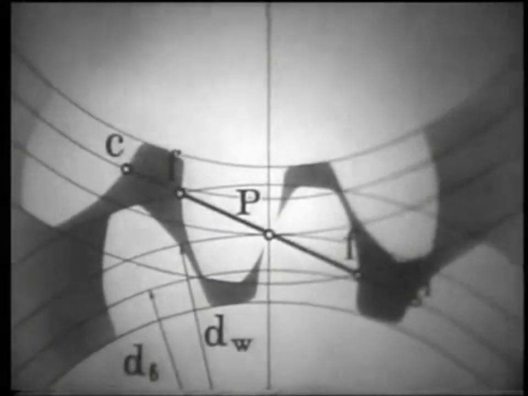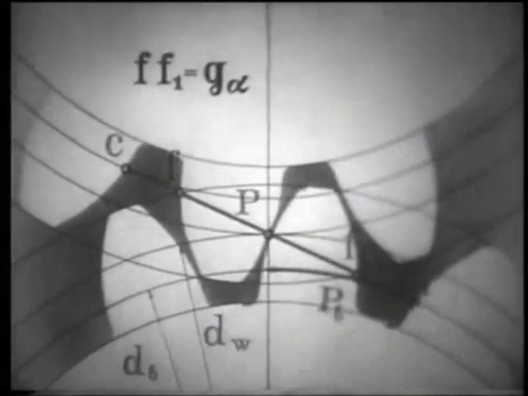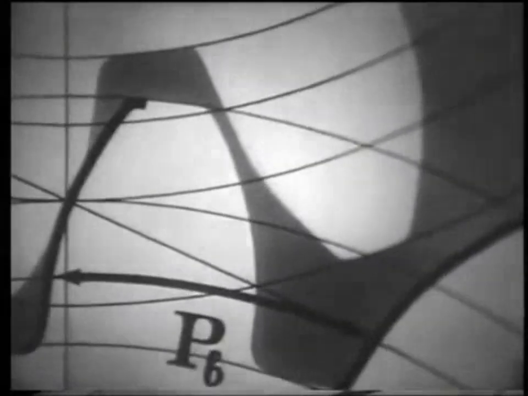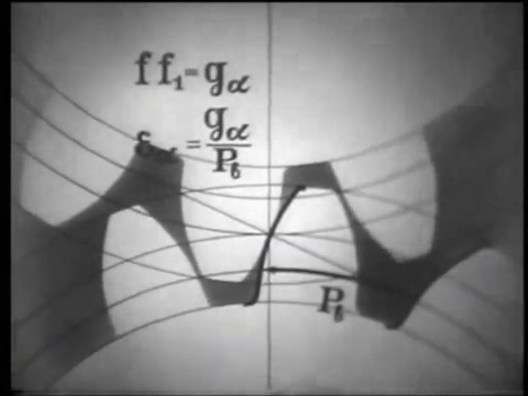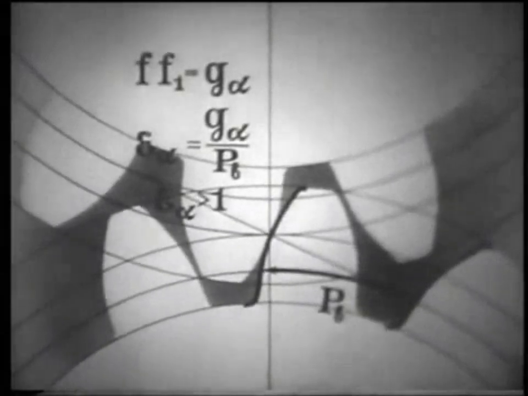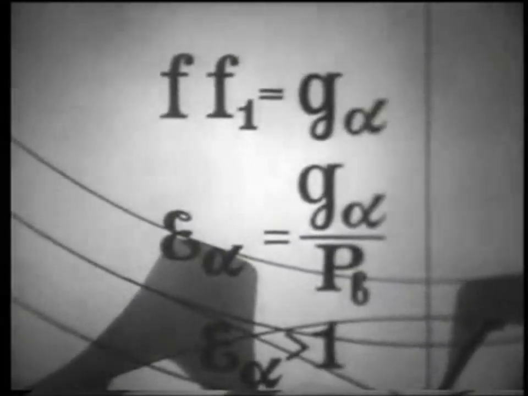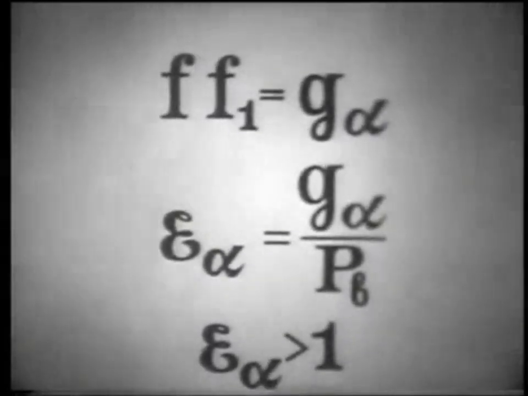For the normal operation of the transmission, the next pair of teeth must engage before the previous one comes out. To do this, the length of the active section of the line of action must be greater than the base pitch. Their ratio, that is, the transverse contact ratio epsilon alpha, should be greater than 1. We have examined the geometry of the gearing.